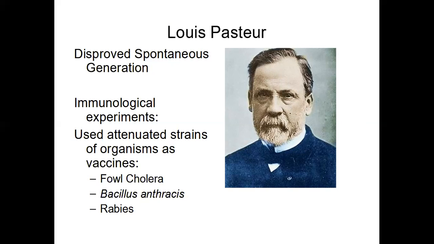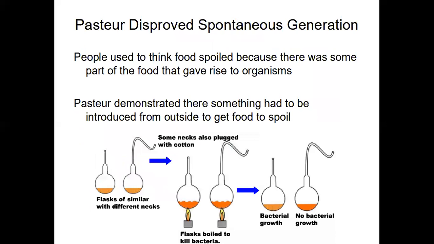He also used attenuated strains of organisms as vaccines, for cholera, Bacillus anthracis, which causes anthrax, and rabies. Definitely a mid-to-late 19th century guy who did a lot for microbiology. So let's talk about spontaneous generation. People used to think that food spoiled because some part of the food generated the organisms, that it magically turned into an organism that spoiled the food. And Pasteur demonstrated that something had to be introduced from outside to get food to spoil.